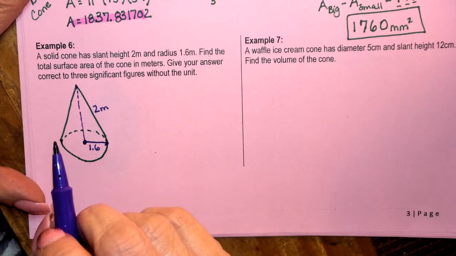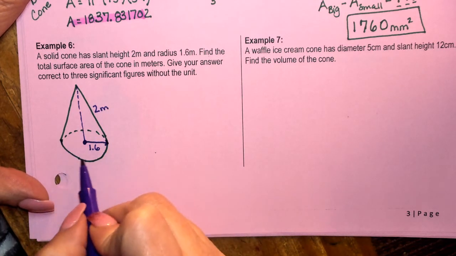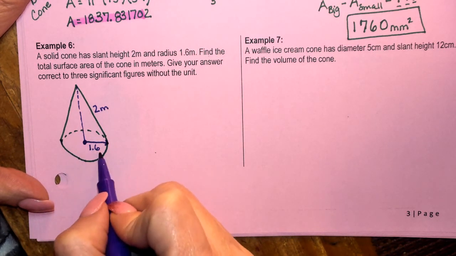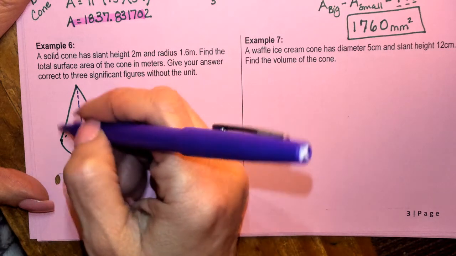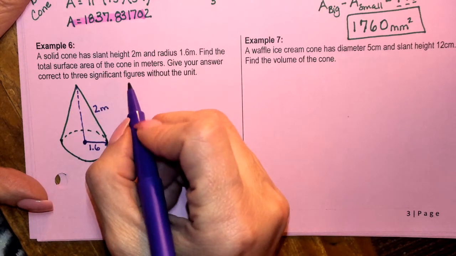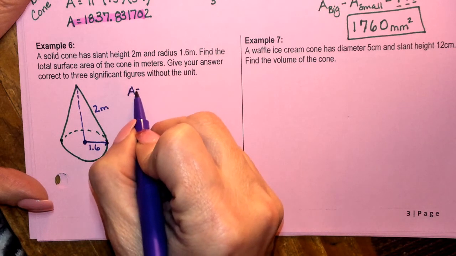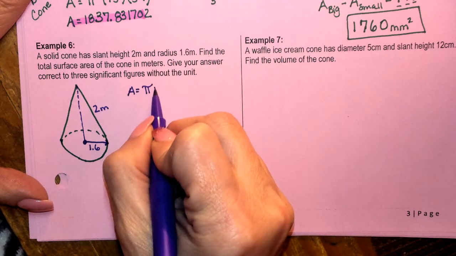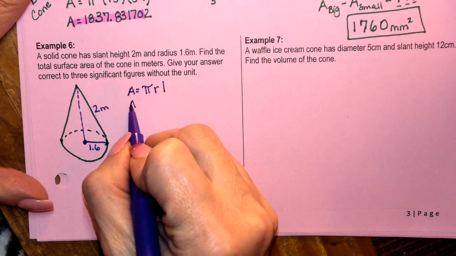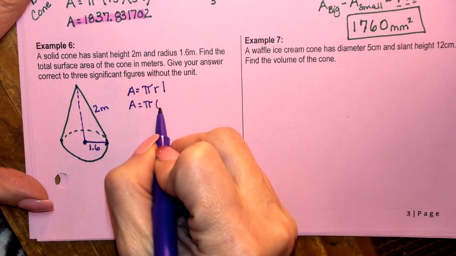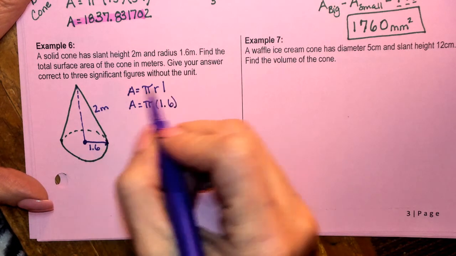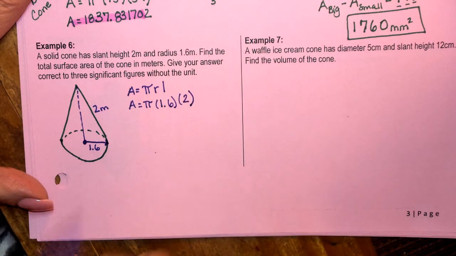So for the surface area, we're going to find the area of the circle, and then we're going to take the area of our cone. All right, so let's do the area of our cone first because we already know everything for this. So the area of the cone is going to be pi RL. So the area is going to be pi. The radius is 1.6 and the slant height is 2. I'm going to give you a second to work that.